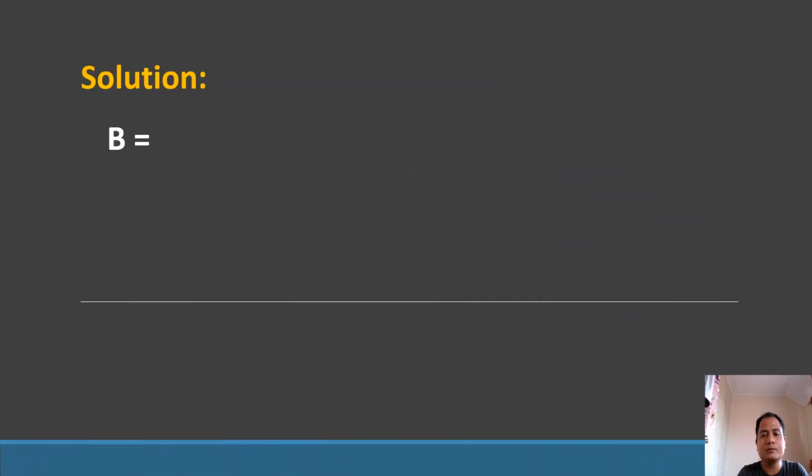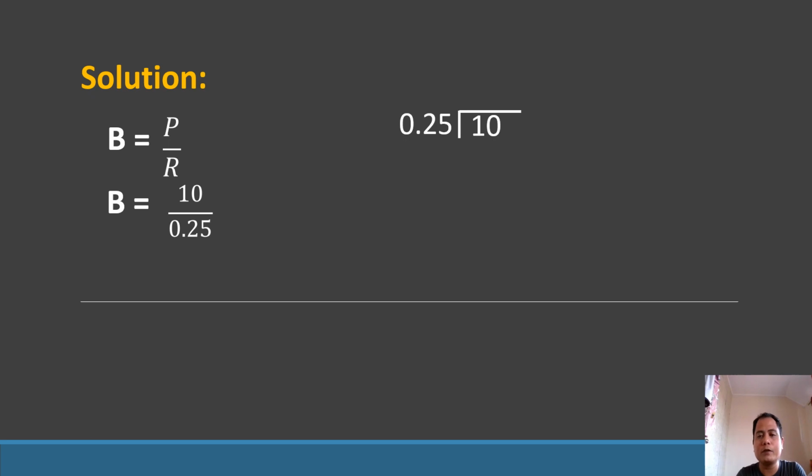So let's solve. Base is equivalent to P divided by R. So 10 divided by 0.25. First step is, let's remove the decimal point from the divisor. How many times? 2. Then we will add 2 zeros inside. So our new number is 1,000 divided by 25.